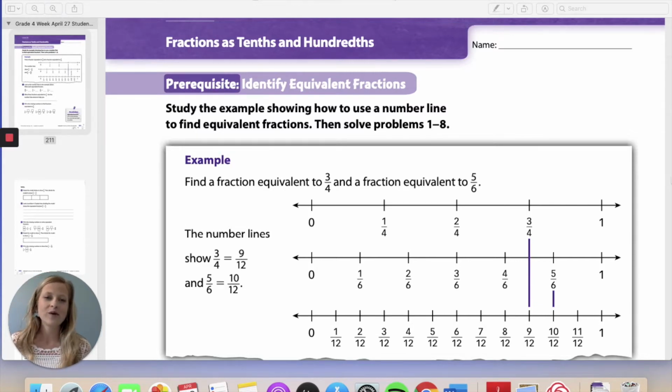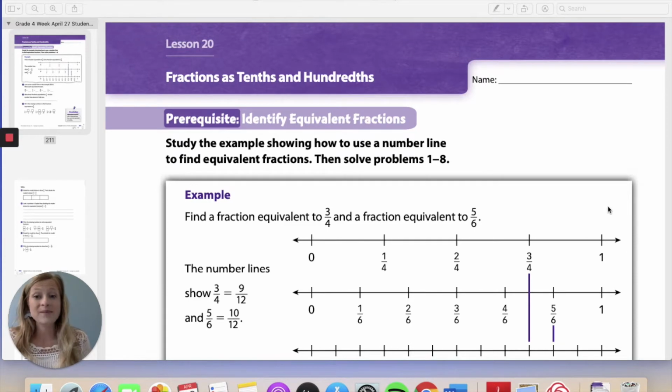I am so glad to be joining you via video today to be reviewing a topic that I think we are going to be so strong in this week. It is lesson 20 from your packet. It's about fractions as tenths and hundredths. But first, you know the drill.